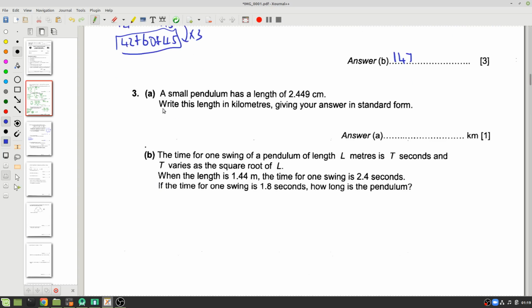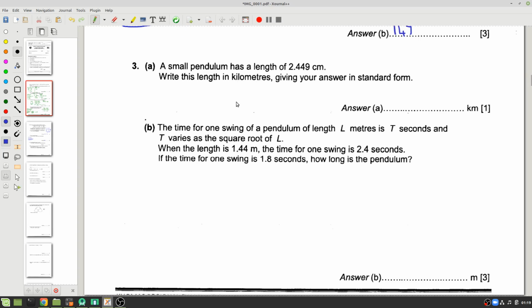And we start off with a small pendulum has a length of 2.449 centimeters. Write this length in kilometers, giving your answer in standard form. Okay, so to go from centimeters to kilometers, let's just write this down. So we've got kilometer, then we've got meter, centimeter and millimeter somewhere there. Let's just fold this in decimeter.